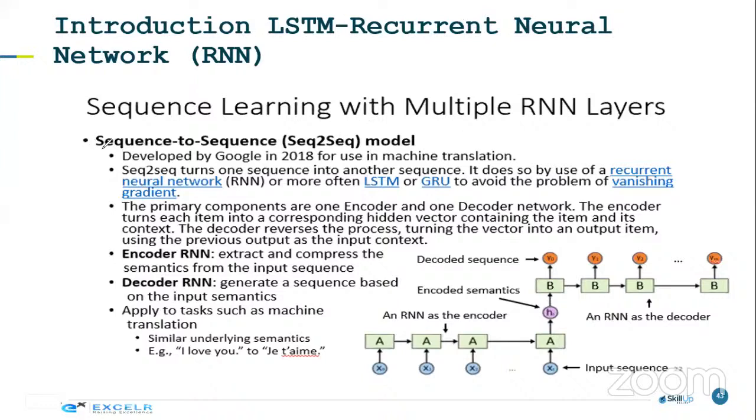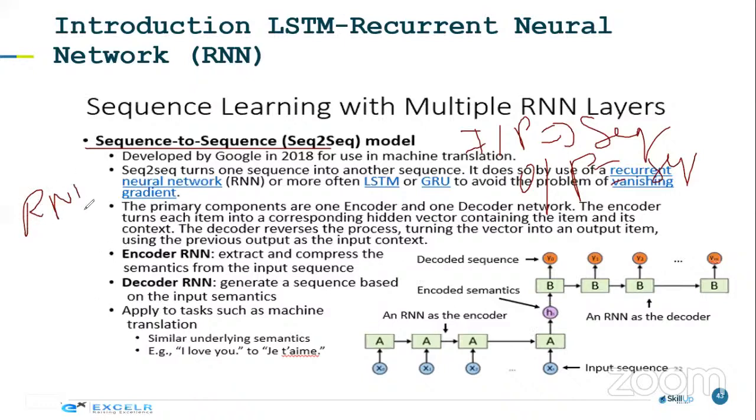So when I say sequence to sequence model, what does it mean? My input is also a sequence, and whatever output I am trying to generate is also a sequence. This is the first thing. Then in a sequence to sequence model, what is happening? In the background, they are using RNN only, recurrent neural networks.